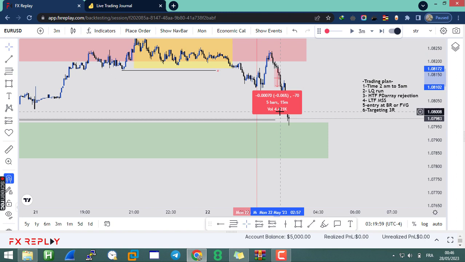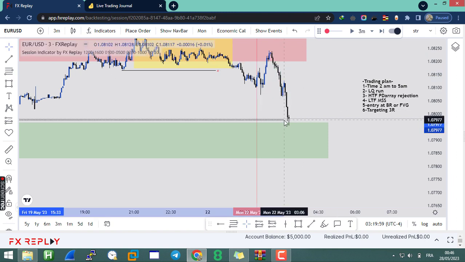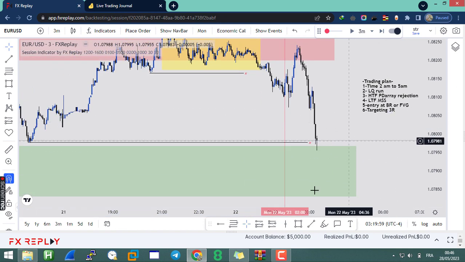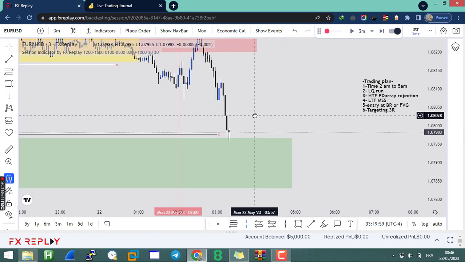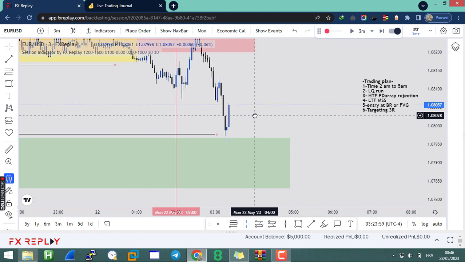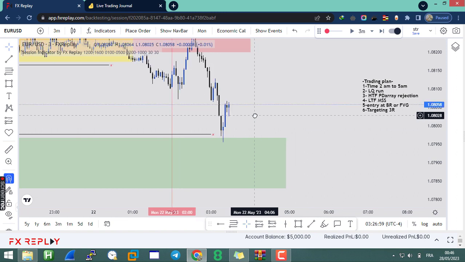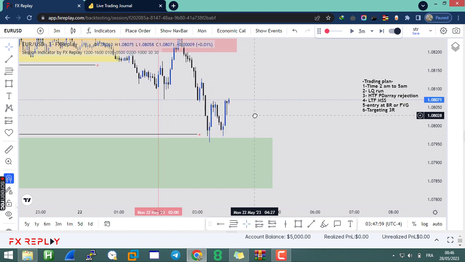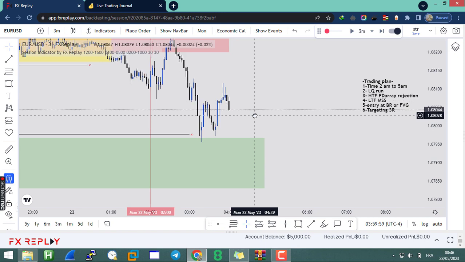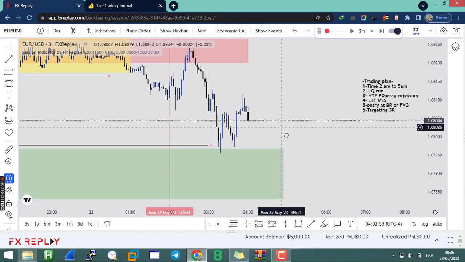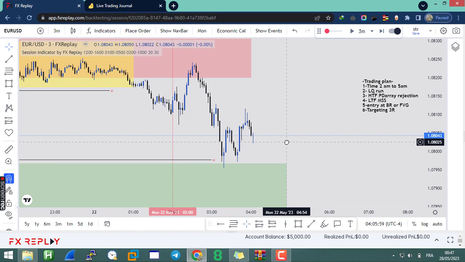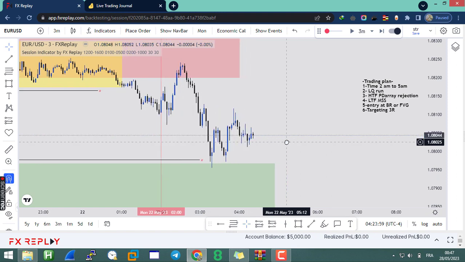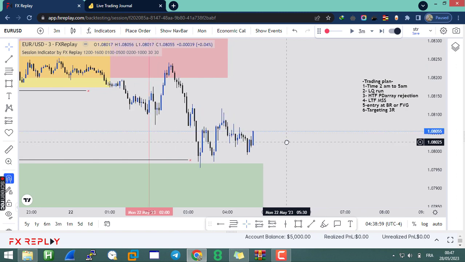So this is a sweep like this. Now we want to see a market structure shift. Not yet, all right? You want to see a big displacement up. So do not engage with price now. Do not engage with price until you see that.